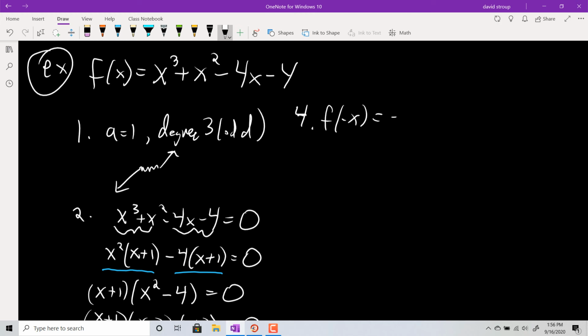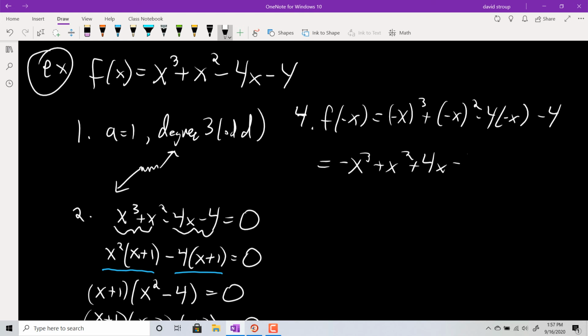Right? So if you plug in negative x, negative x cubed plus negative x squared minus 4 times negative x minus 4, which will be negative x cubed plus x squared plus 4x minus 4. And that thing is not the same as the original, and it's not the negative of the original. If you pull out a negative, you'll get x cubed minus x squared minus 4x plus 4, which is not the same thing.